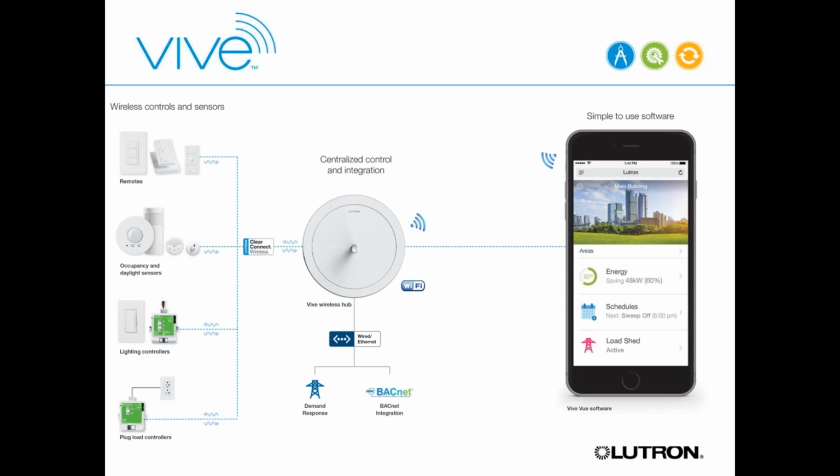For those projects that want more centralized control and integration, we also have this Vive wireless hub that wirelessly ties all those components in those individual rooms together and provides a software that works on any smart device, phone, tablet, or PC, no downloading programs, no anything else, that gives you the information like your energy savings, your time clock schedules, integration to demand response to meet code in California, or for places that have load shed agreements between the utilities and the businesses that use them.